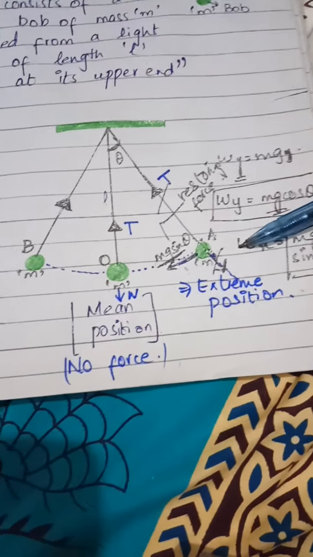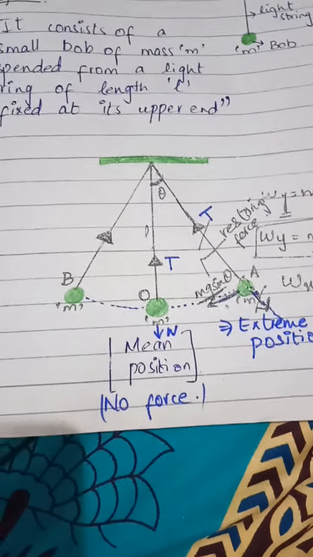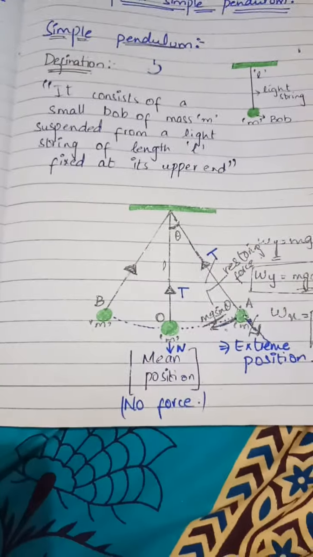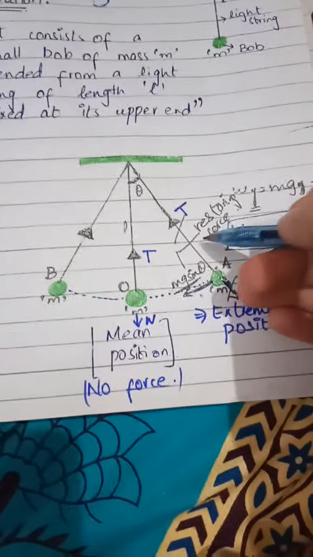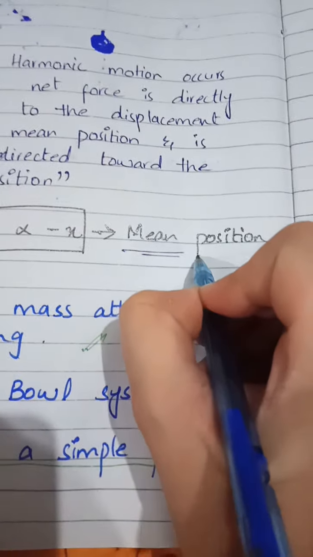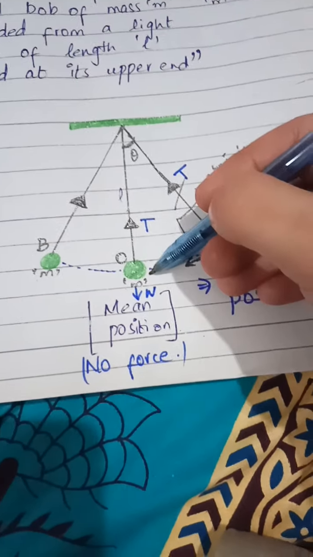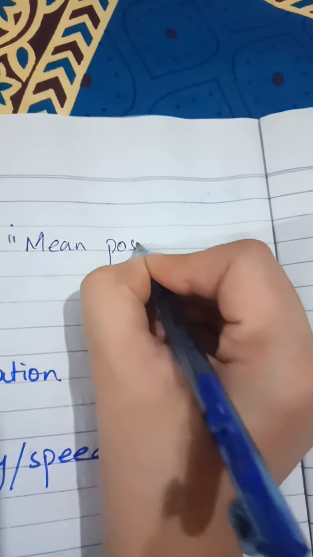So what will be the position? What will be the position of the bob? Towards which point? As it is a simple harmonic motion, the position must be toward the mean position, and it is the condition. It is the condition of simple harmonic motion. So similarly, we can see that the body is toward the mean position. So we can write that the position will always be toward the mean position.